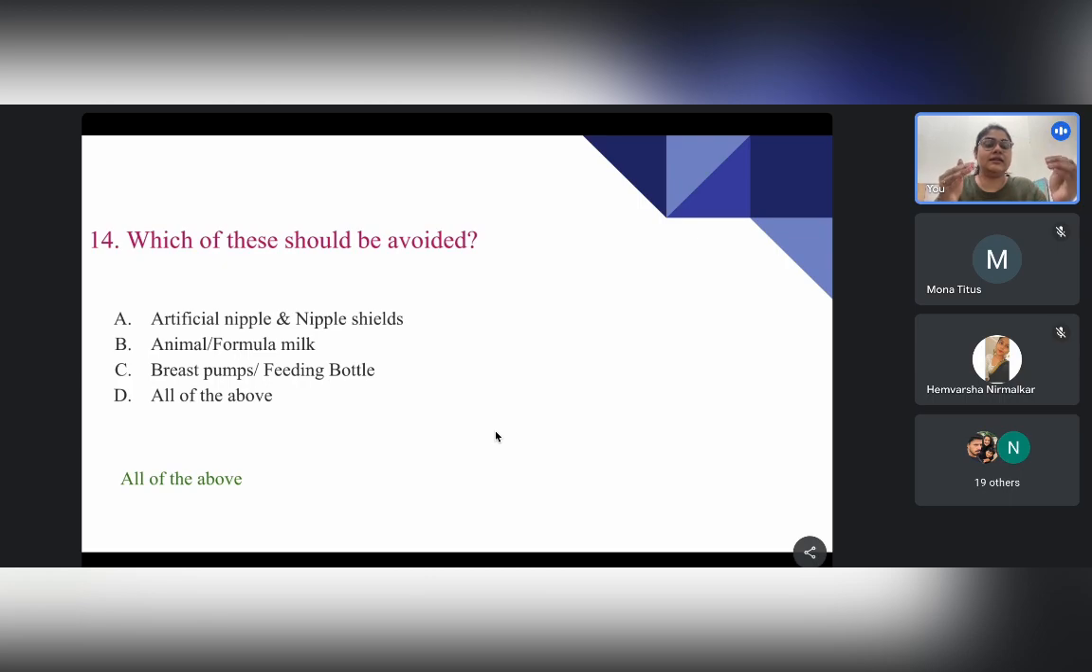Definitely when the mother can initiate breastfeeding properly, there is no use of breast pumps and feeding bottle. It has been seen in various studies that natural breastfeeding leads to the proper growth of the child as compared to breast pumps and feeding bottle. So the importance of natural breastfeeding has been stressed over and over again. So the answer to this question is all of the above. So all of these should be avoided.